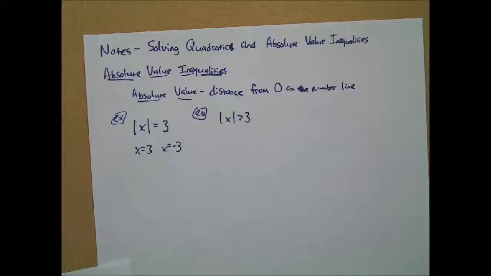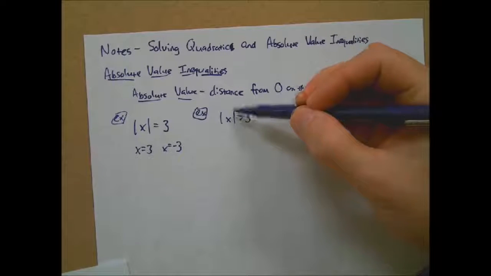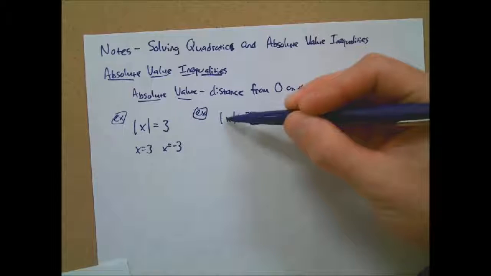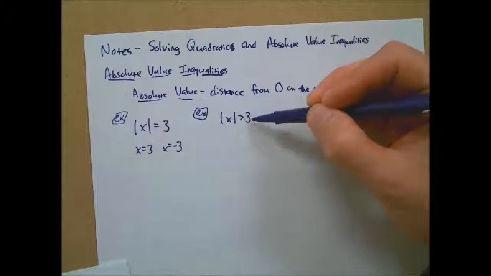All right, so now we're going to throw in an inequality. The absolute value of x is greater than 3. Even though it looks so simple, it gets a little bit trickier here. But still, if you think about it in terms of distance, it can make more sense. We want the distance of our number to be greater than 3 away from 0.